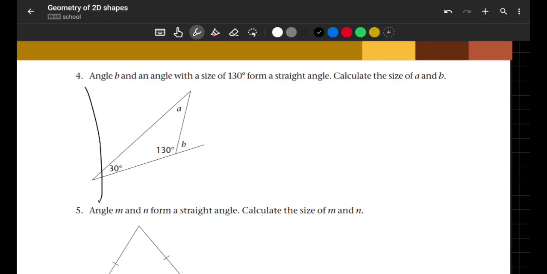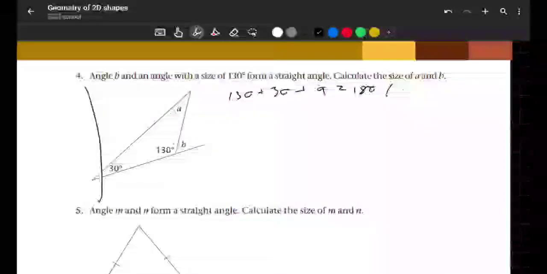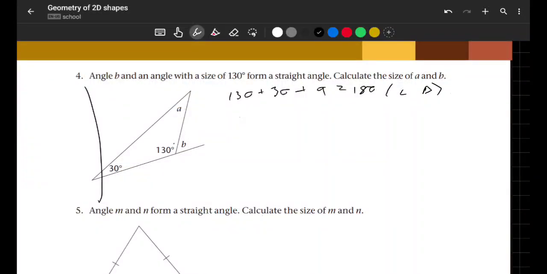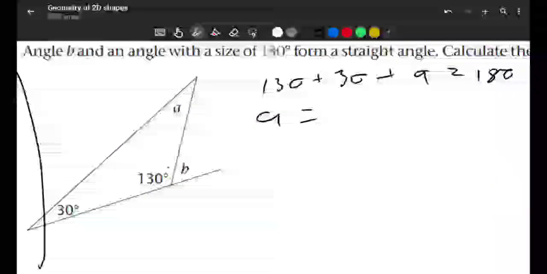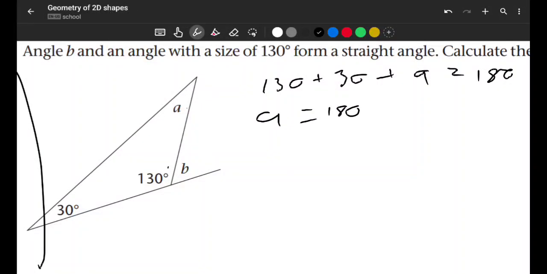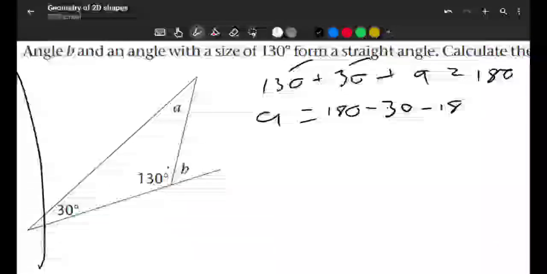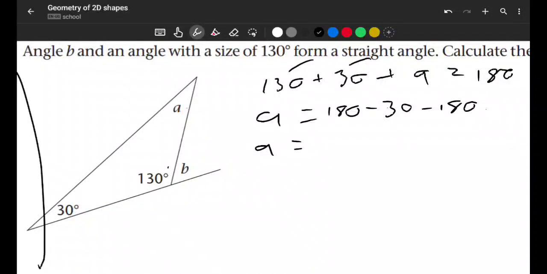We say that these three added together, so 130 plus 30 plus A equals to 180. Reason is angles in triangle, right? So then we know that A is equal to 180. Let me zoom in so that it's better. I took the 30 that side, I took the 130 that side, so it's minus 30 minus, not minus 180, minus 130, right? So then A is equals to 20 degrees, right?